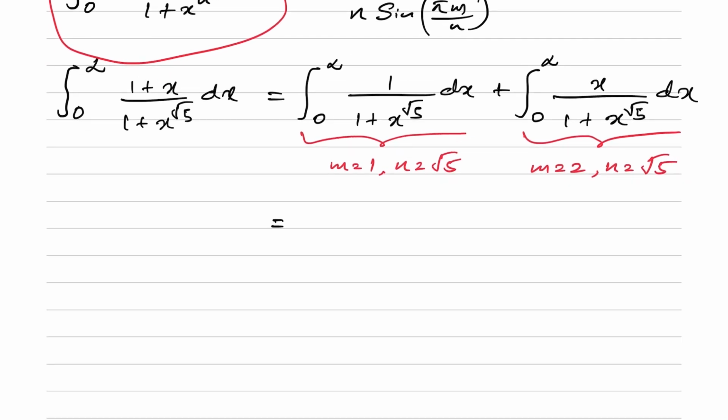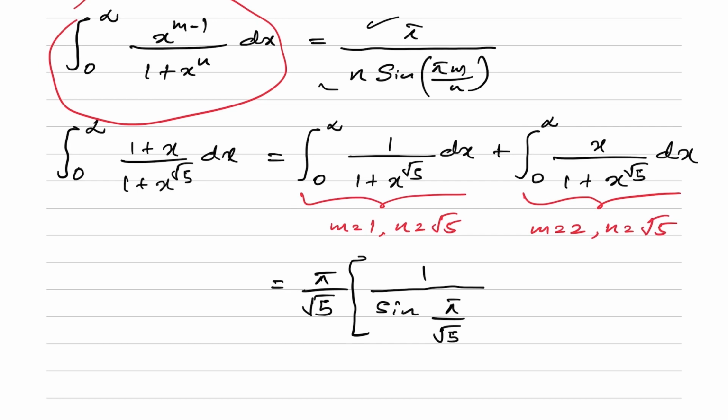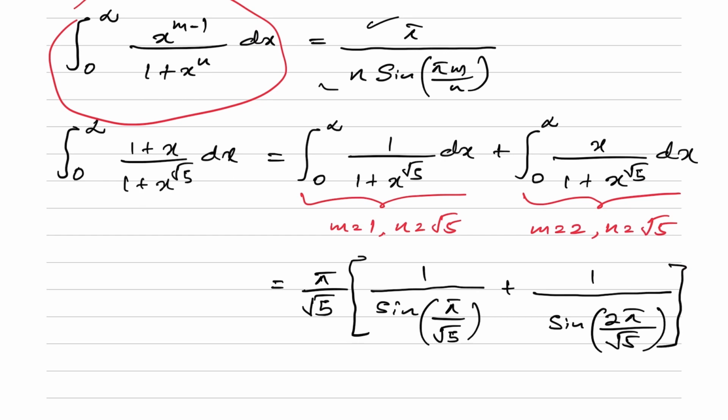We know π over n is a common factor, so π over √5 times [1 over sin(π/√5) plus 1 over sin(2π/√5)]. This is the answer for this integral.